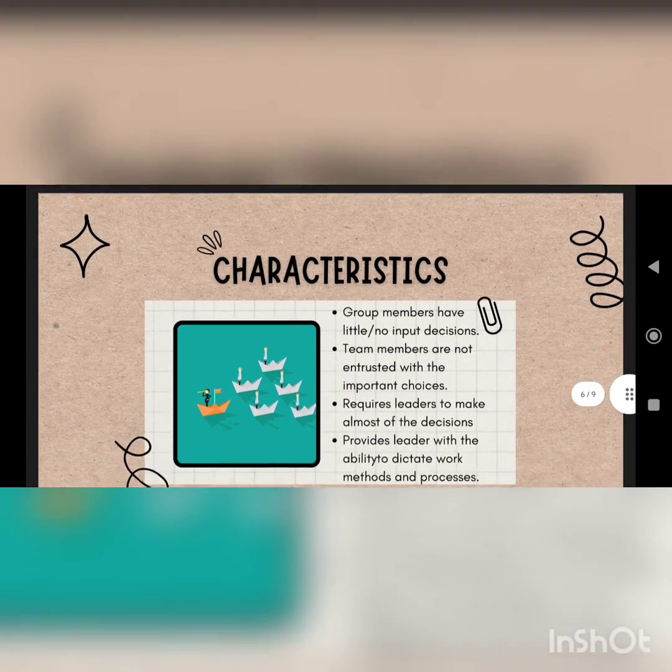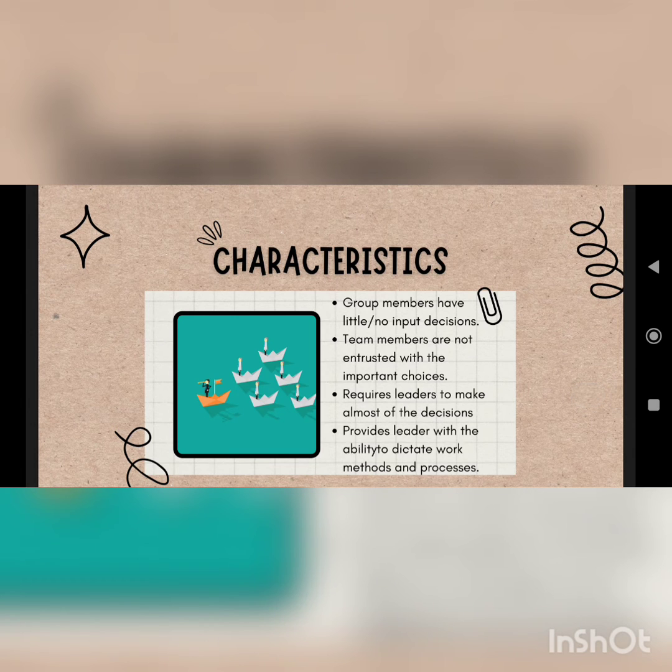So characteristics of non-participatory management: first, group members have little or no input in decisions. Second, team members are not entrusted with the important choices. Third, it requires leaders to make almost all of the decisions. And the last one, it provides leaders with the ability to dictate work methods and processes.